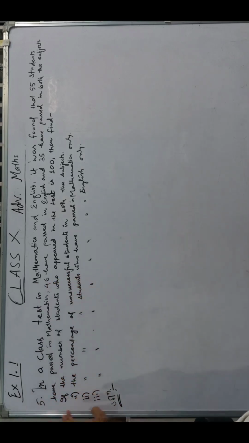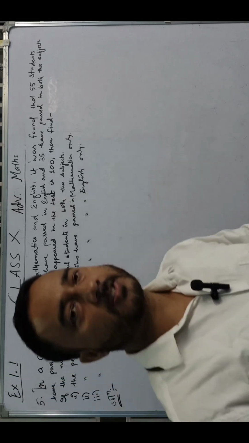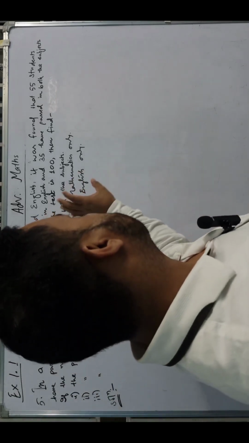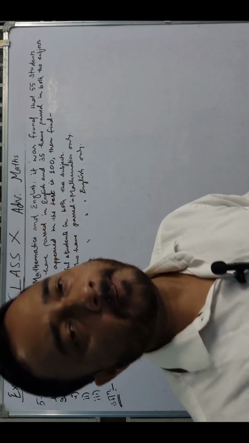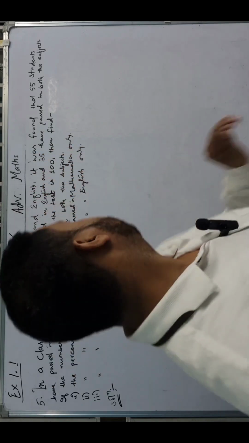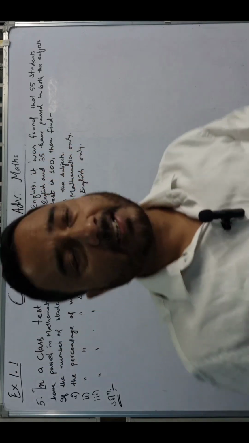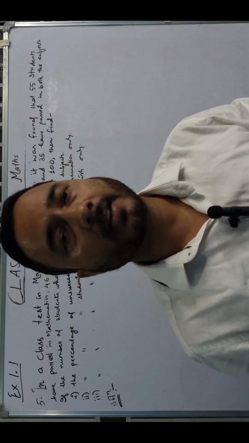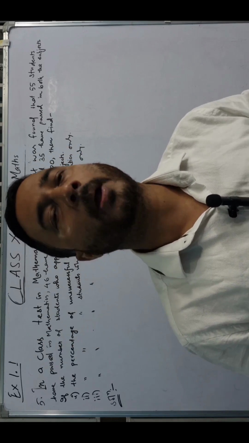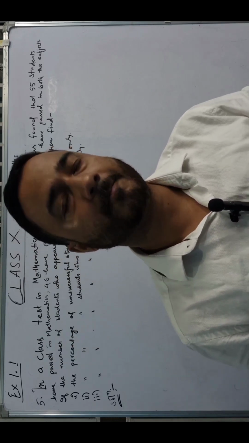and question number 3 is the percentage of students who have passed in English only. So in question number 5 we have three sub questions. Here first of all you have to understand the question. What is the question here? In a class test, the test was conducted for two subjects, English and mathematics, and the total number of students who appeared for the test was 100.